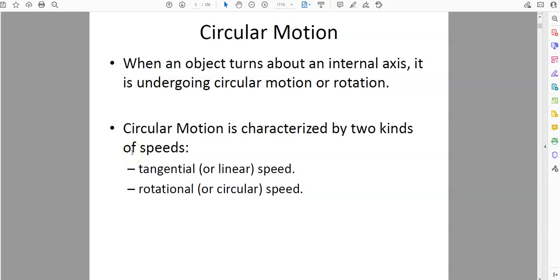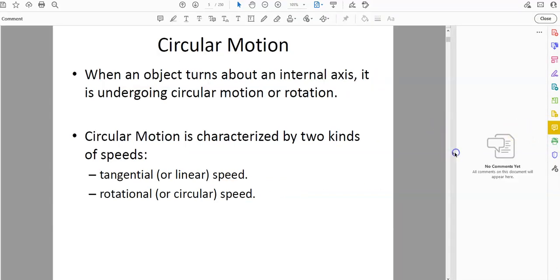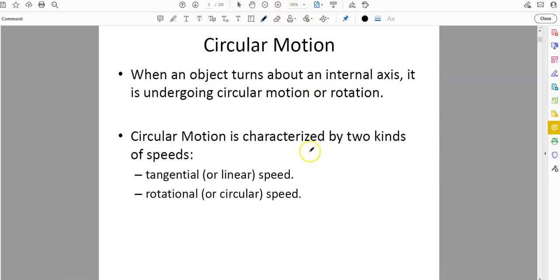So let's begin with just the basics of circular motion. Circular motion is characterized by two different types of motion: tangential or linear speed, and this is the type of speed that we've already been doing this entire time. Objects falling, objects moving in the x direction with a velocity in the x direction. You've got a little ball moving in the positive x direction. Or suppose you had another ball falling to the ground, and it's got a negative velocity in the y direction.